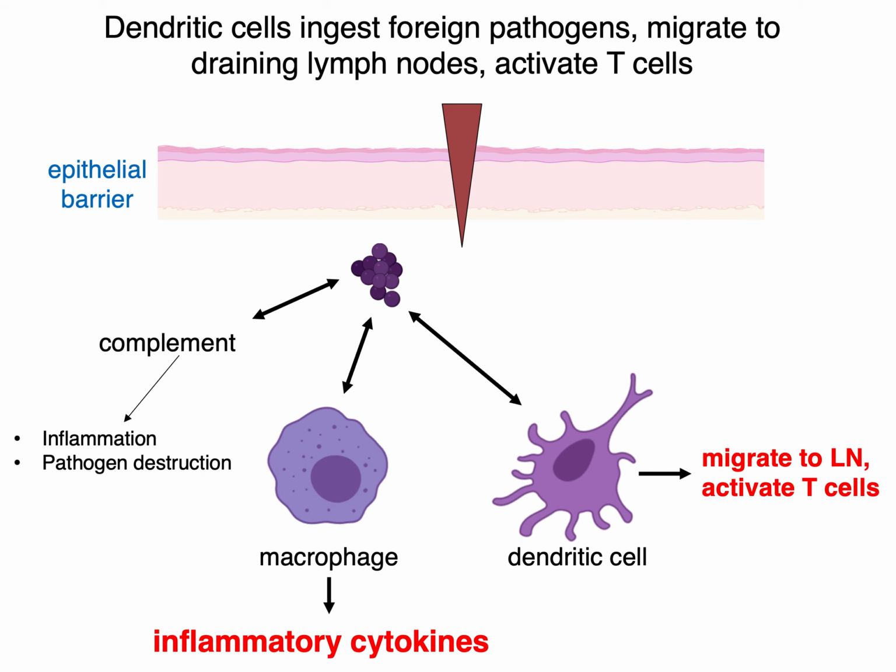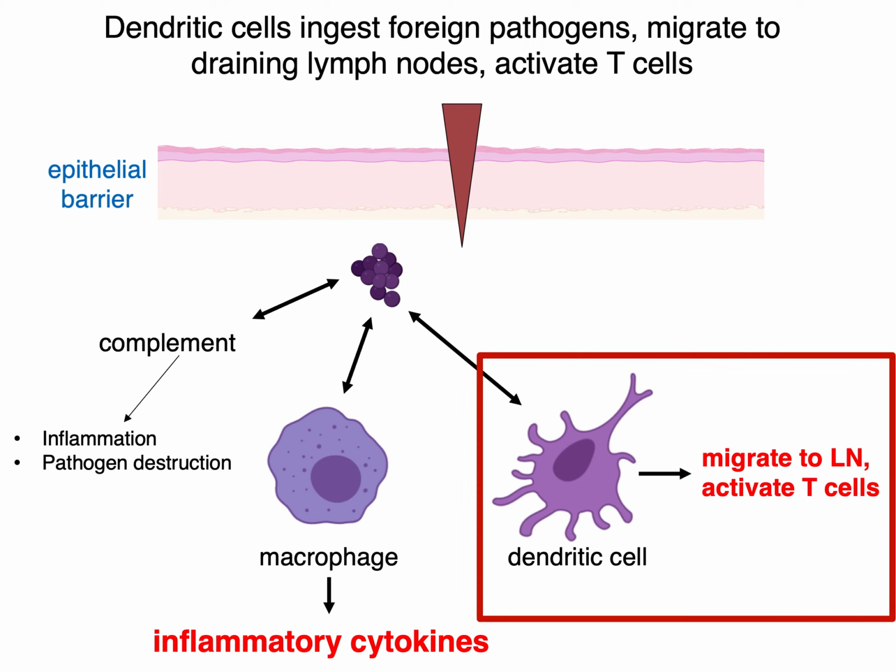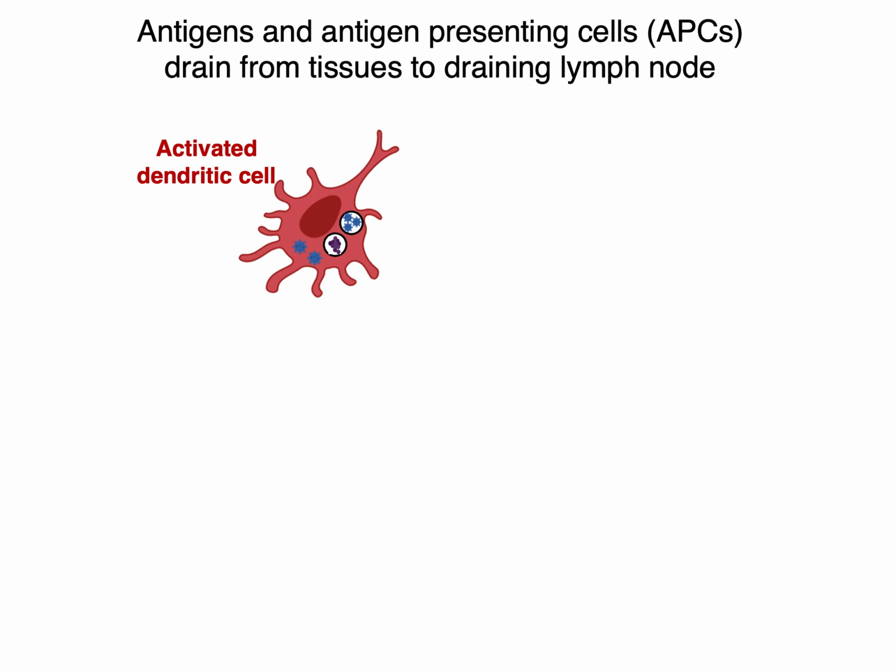Now, I'm going back to our old picture of some bacteria that get into the skin and they activate complement, they activate macrophages, but let's focus in again on dendritic cells. Dendritic cells are constantly phagocytosing these bacteria or other pathogens that may enter into this site, and when they do so, they can become activated.